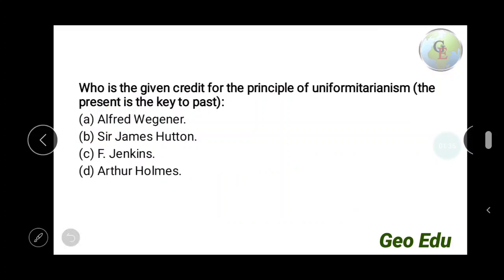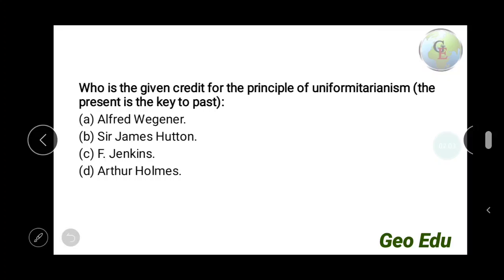Let's go to the first question. Who is given credit for the principle of uniformitarianism? The present is the key to the past. Option A, Alfred Wegener. Option B, Sir James Hutton. Option C, F. Jenkins. And option D, Arthur Holmes. So, as you know, the answer is James Hutton.